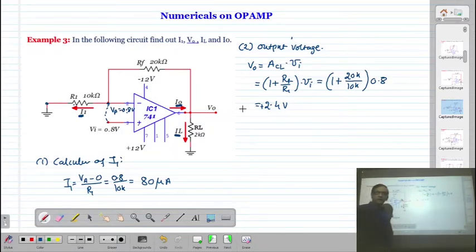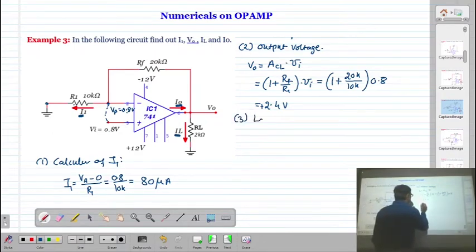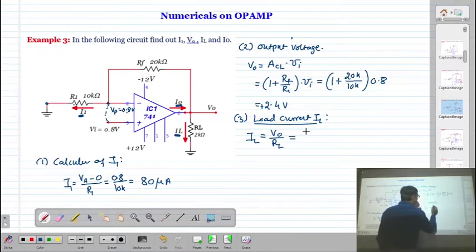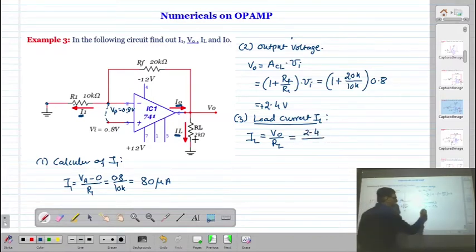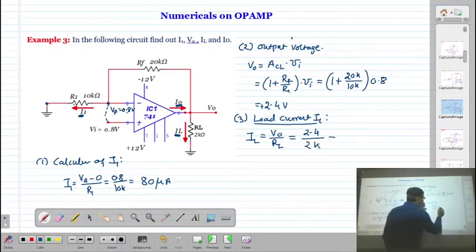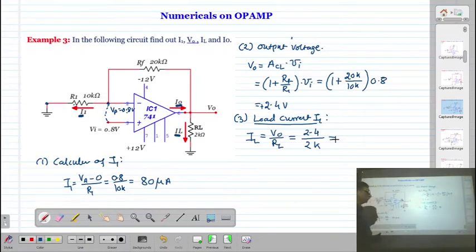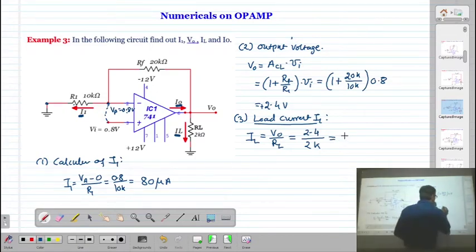And from that, now you can calculate the load current. The third one is the load current, IL. So IL is equal to VO divided by RL. VO is 2.4 volt. RL, how much value of the load resistance is there? It is 2 kilo ohm. So 2.4 divided by 2, 1.2, and with kilo ohm, it is 1.2 milliampere.